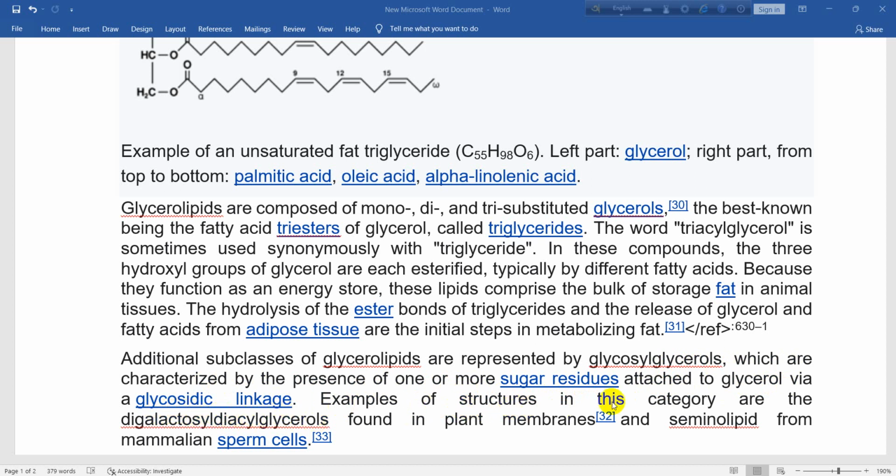Examples of structures in this category are the digalactosyldiacylglycerols found in plant membranes and seminolipid from mammalian sperm cells.